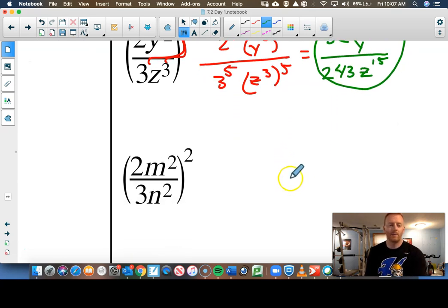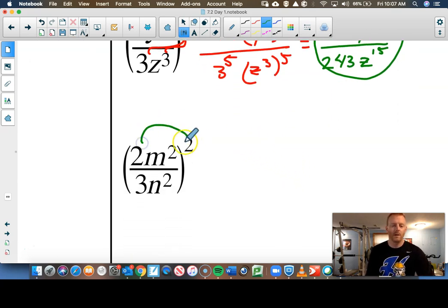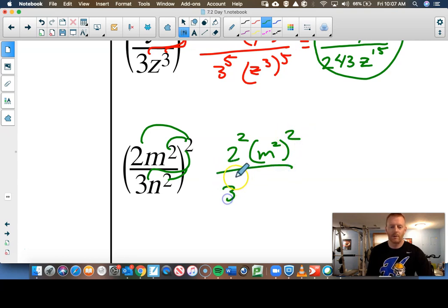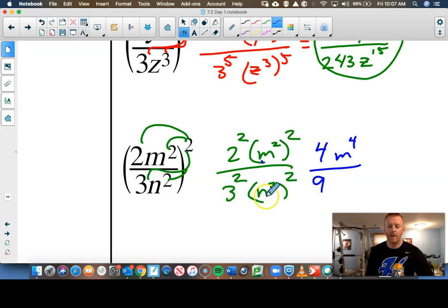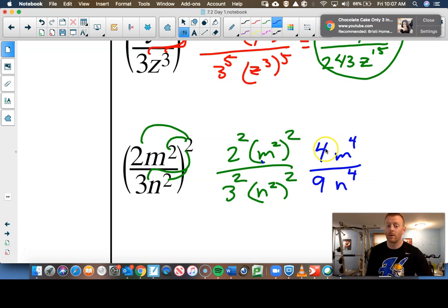And here's our last problem of the day. And then again, we're looking at these numbers. So you have a 2 to the 2nd. Each piece gets to the 2nd, because that's the rules. And then over 3 to the 2nd and n to the 2nd to the 2nd. So we're going to use our multiplication rules. This makes a 4. This one makes, because we multiply 2 times 2, a 2 to the 4th. That one makes a 9. N to the 2nd to the 2nd makes an n to the 4th. Now none of those numbers work nicely together, so we just circle it and we're done.